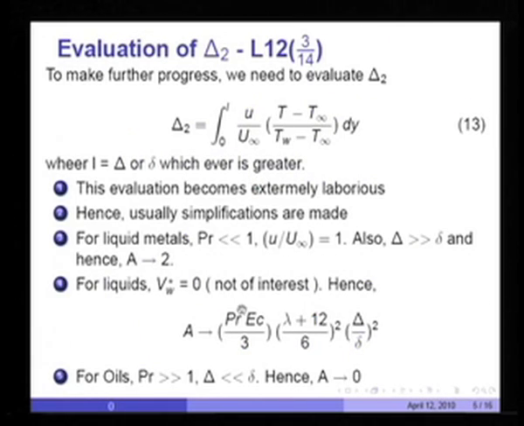It would read as Prandtl Ec by 3, lambda plus 12 by 6, and square into delta by delta whole square. And if I were to consider oils in particular, for which Prandtl number is very, very much greater than 1, then delta by delta would be much, much smaller than 1, and therefore, A would practically trend to 0. So, one can make such assumptions to simplify this evaluation of the integral.